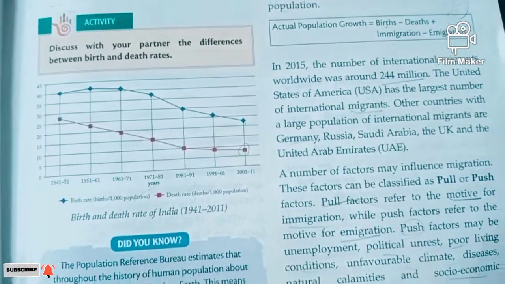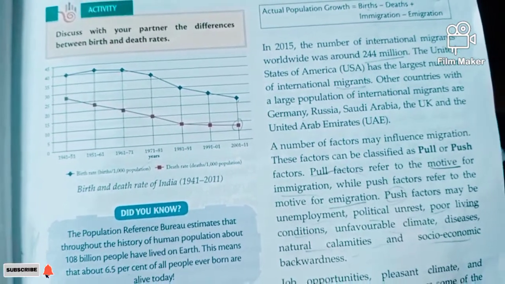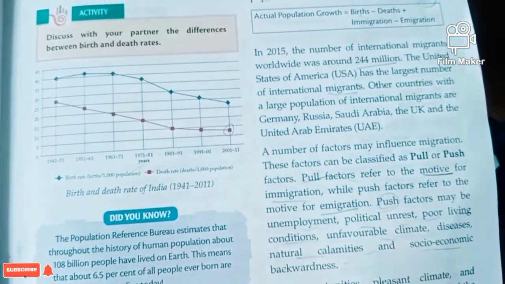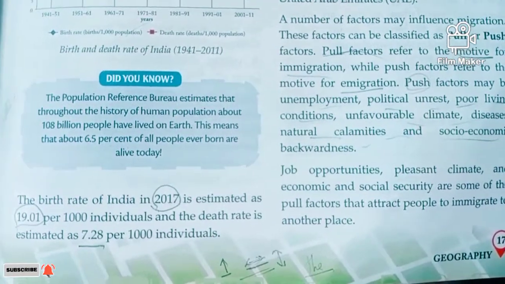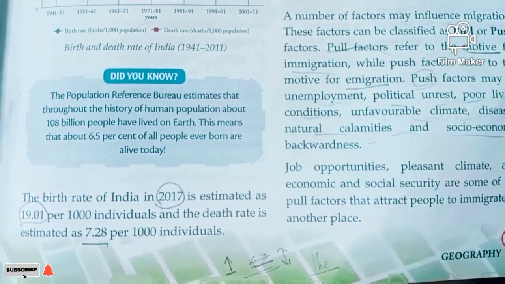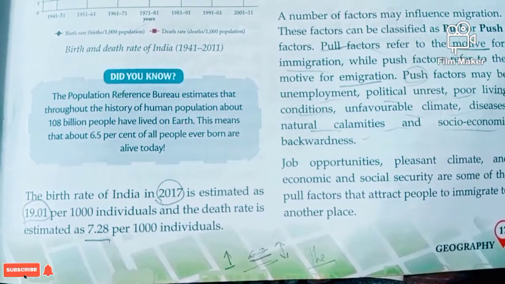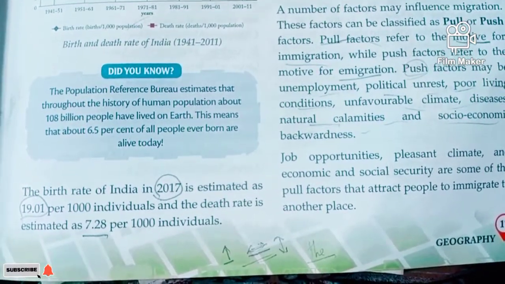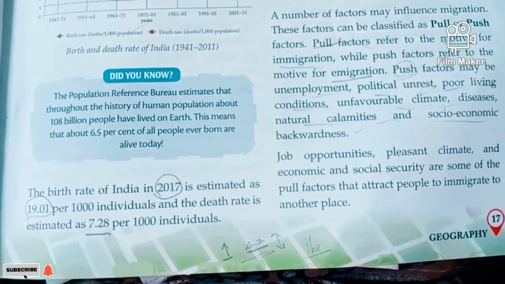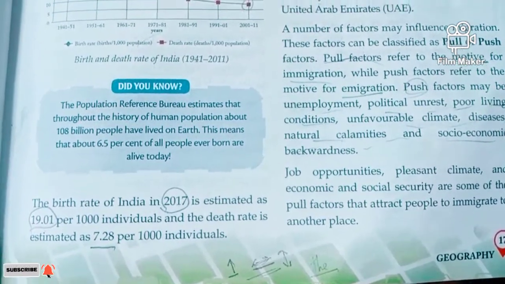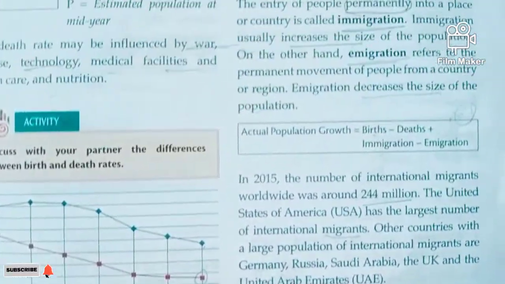Here you can try to find out on the graph how India's death rate and birth rate changed from 1941 to 2011. We can see there is a big gap between death and birth rate from the Indian point of view. Moving to the next, here we can understand what birth rate and death rate we have according to the 2017 data. Birth rate 19 and death rate 7. This means there is a big gap between the death and birth rate. Here the birth rate is almost double the death rate. This imbalance can affect the proper growth of the population.